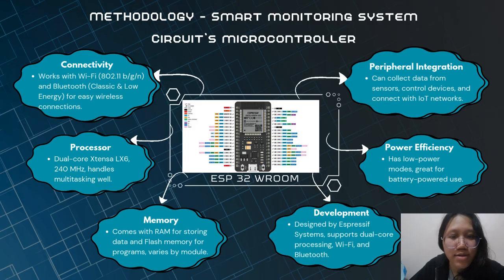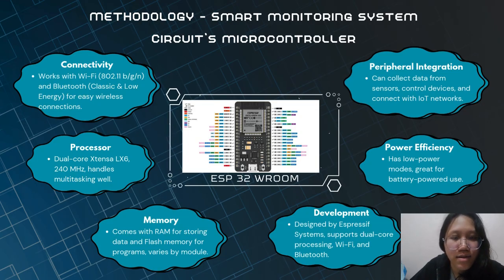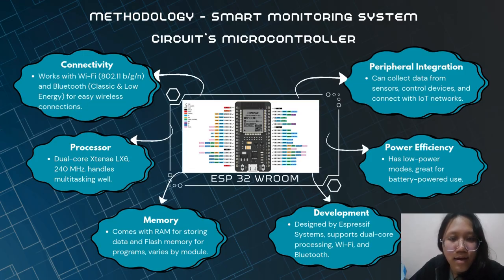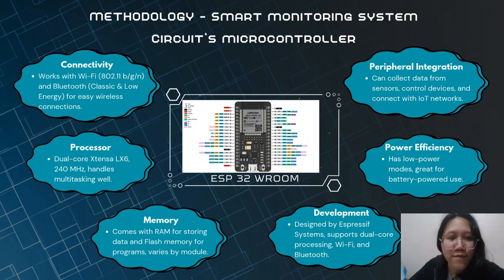From this slide, you can see that we have six features for the ESP32. Firstly, connectivity. It is the biggest advantage of this ESP32, which supports both Wi-Fi and Bluetooth, making it ideal for IoT applications, allowing seamless communication with other devices and cloud platforms. The ESP32 has a dual-core design, which lets this microcontroller do multiple tasks at once. It can also collect data from sensors and controller devices, and talk to other devices in a network, which makes it very useful for automation and monitoring.